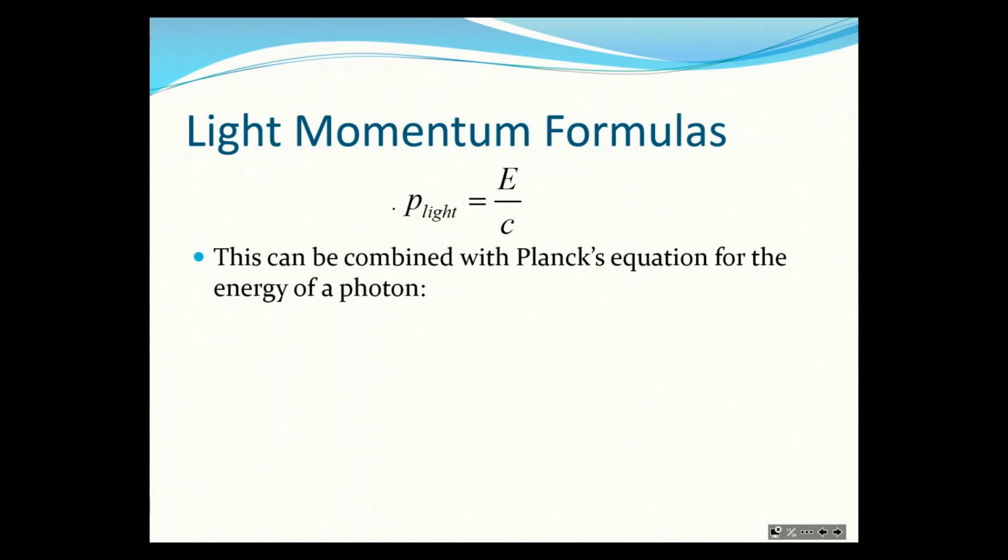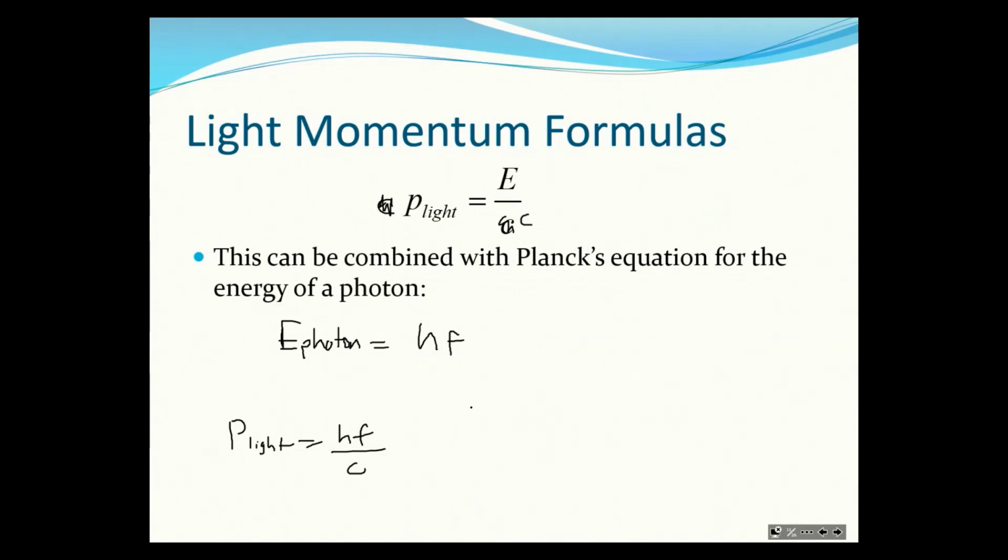Light momentum, right? This is the one that I'd rearrange where E equals pc. So if we want to find the momentum of light, it's just our energy divided by the speed of light. And this can be combined with Planck's constant, right? The energy of our photon is equal to hf. So if I take this equation for the momentum of our light, and instead of writing E here, I write hf over c, well, now we have a new equation for the momentum of our light.